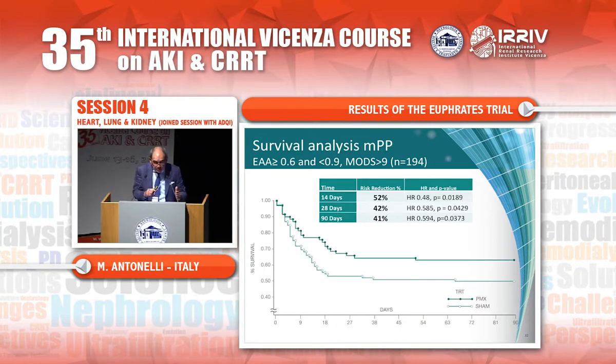Interestingly, if you look at this from a different visual angle, analyzing also the time distribution in terms of hazard ratio, you can have a risk reduction that is 52% at 14 days, 42% at 28 days, and at 90 days, 41%. But one of the nicest things is that at almost 3 days you can see the two curves nicely diverging.